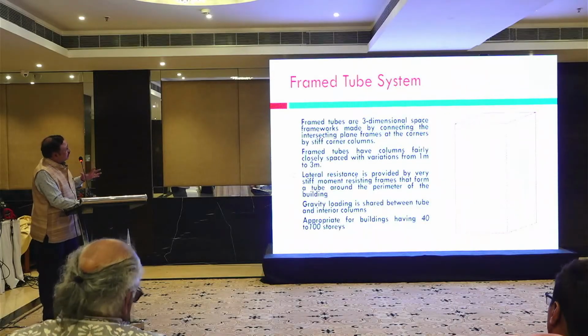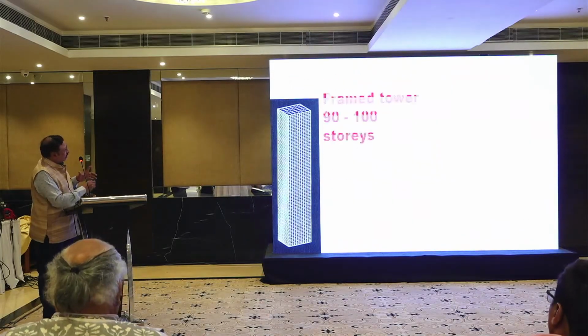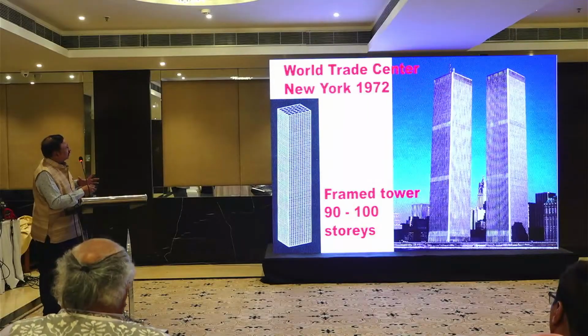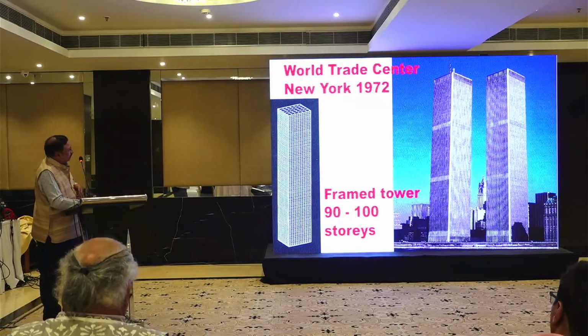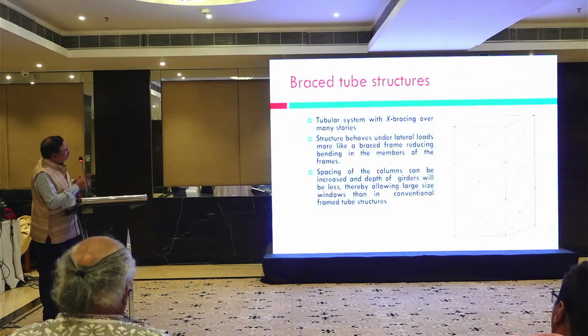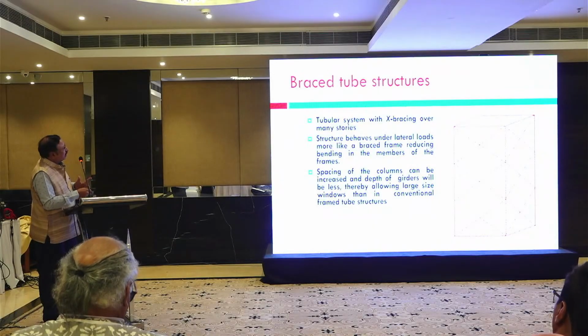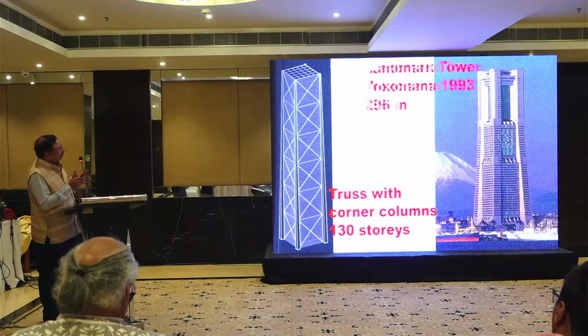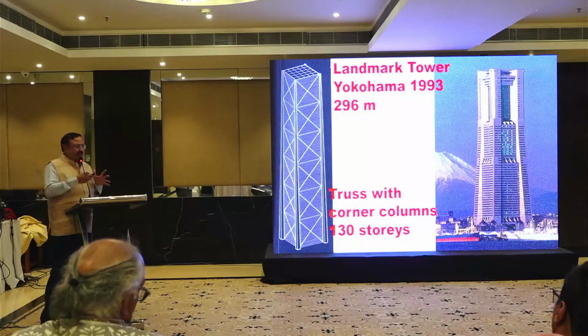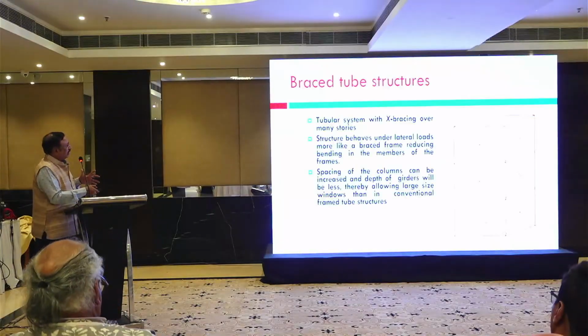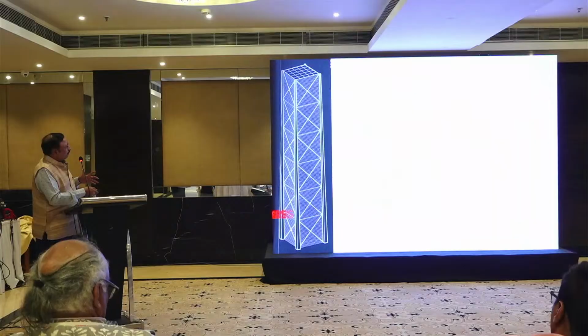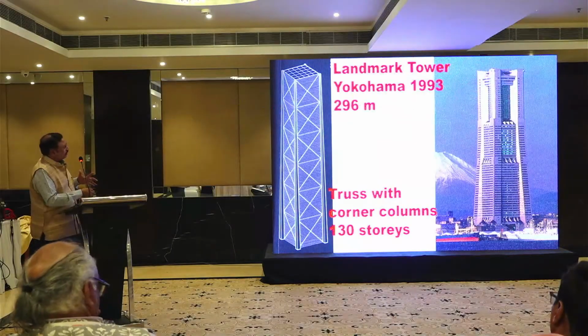Then the framed tube system, so this external framing is there. The Sears Tower, World Trade Center, which is now collapsed actually. And then you have systems where you have X braces outside for stiffening. The whole idea is these are all existing structures, and the idea that they have used is this. So you just do that, and you come out with these innovative structures.